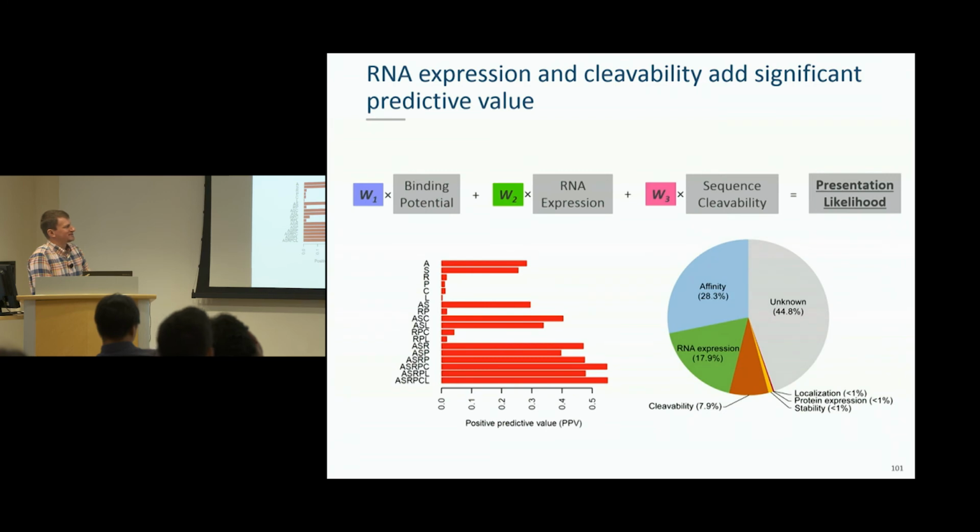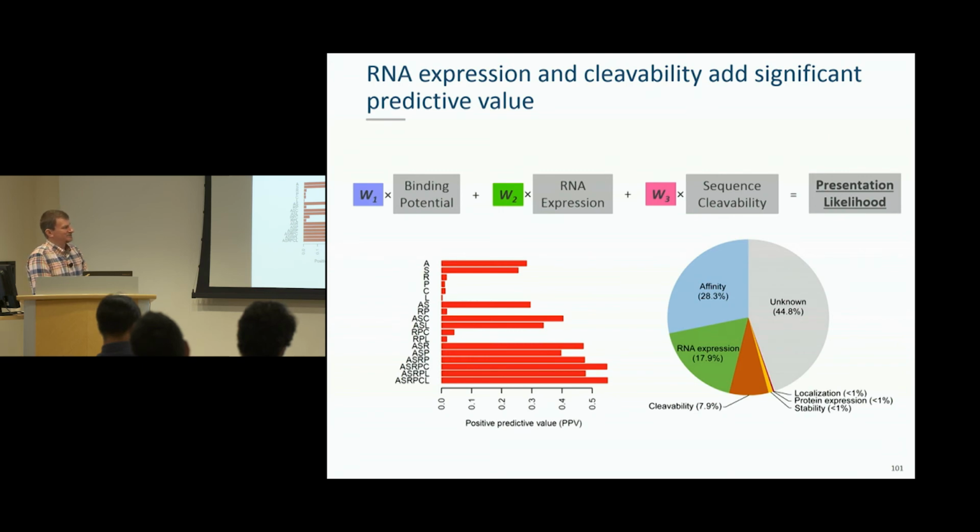And what we did is we just asked, well, let's add one variable at a time, add the variable that gives us the best increase in our predictive capability, and see what happens. So what we saw is that an affinity-only model is getting you about 28% on the positive predictive value. Adding an RNA expression, you jump considerably by 18 percentage points on the positive predictive value. Adding in cleavability, you add another 8% in your positive predictive value.